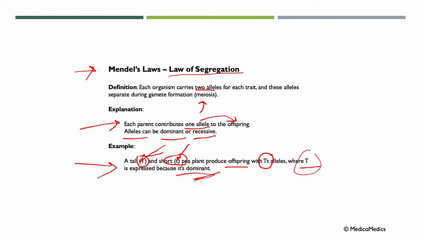So if a tall T plant is crossed with a short plant, small t, the offspring will inherit one allele from each parent. So the offspring will get T and t. Because T is dominant, the plant will be tall. But the recessive t, the little one, is still present and can appear in later generations if the offspring receives another of these small t's, which would make it tt. And that would then be a short plant.